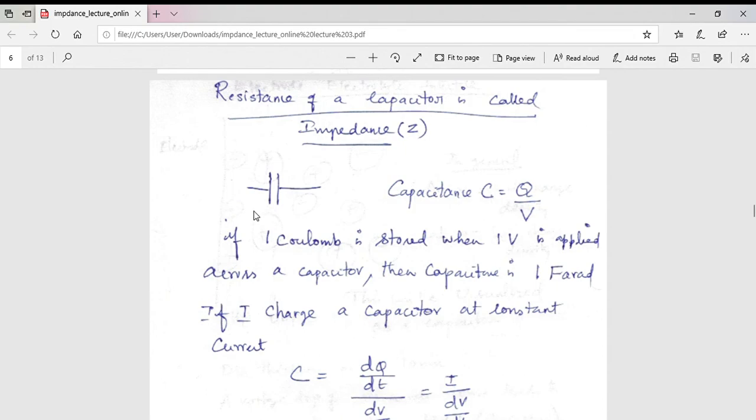Okay, so the parallel plate capacitor is represented like this: two vertical lines which are equal in length. The capacitance of this capacitor is defined as C equal to Q by V, where Q is the charge which is transported from one side to the other side when you apply a voltage of V volts across this. That means if you transport 1 coulomb by applying 1 volt across this, then 1 farad is the capacitance of this capacitor.